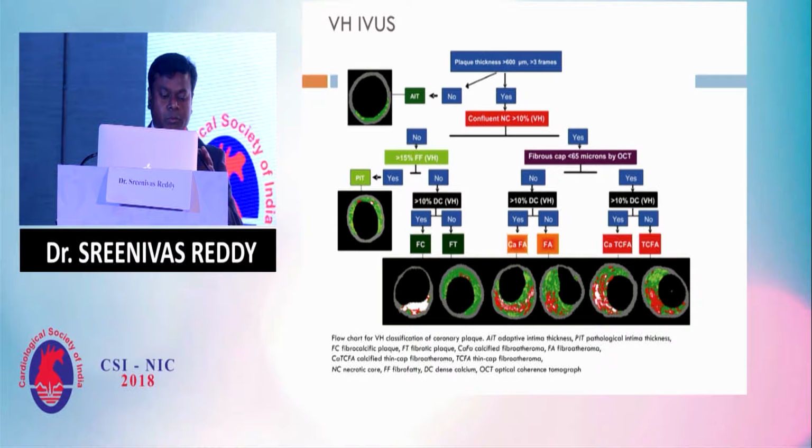The other thing is that Volcano has the virtual histology and Boston Scientific has iMap, which characterize the tissues. If you have a plaque thickness more than 600 in continuous 3 frames with more than 40% plaque burden, and a confluent necrotic core, and based on OCT, fibrous cap thickness of less than 65, and if there is dense calcium more than 10, it goes into calcified thin cap fibroatheroma, otherwise it's a thin cap fibroatheroma. This is thin cap fibroatheroma, which will qualify as the vulnerable plaque.